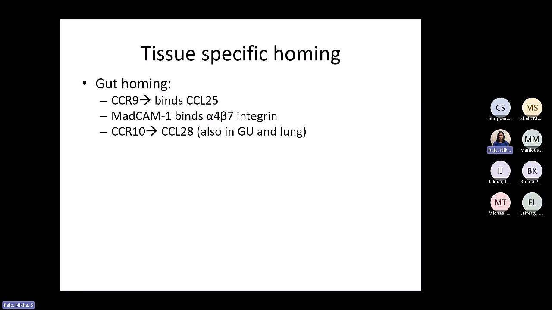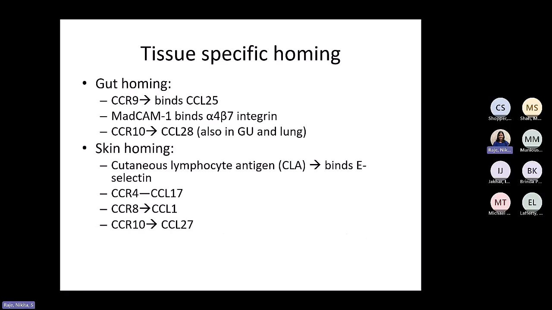MADCAM1 binds to alpha-4 beta-7. Can't emphasize more that that's an important factor to memorize. Skin homing. So there are some cells that express CLA or cutaneous lymphocyte antigen. CLA binds to E-selectin. So it's an important factor for the cells to home to skin.